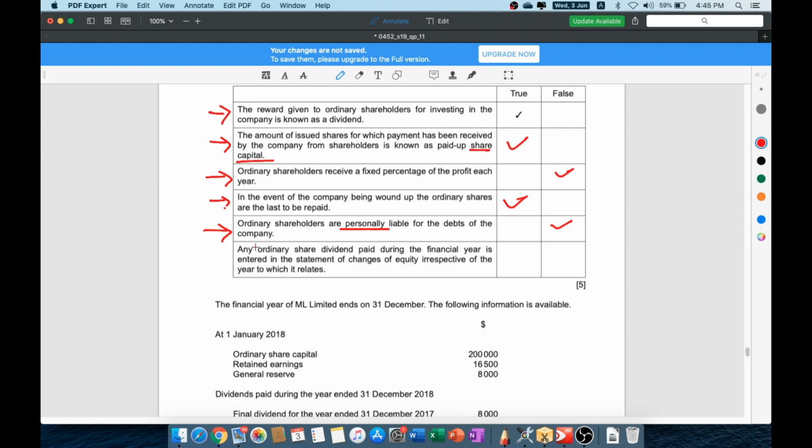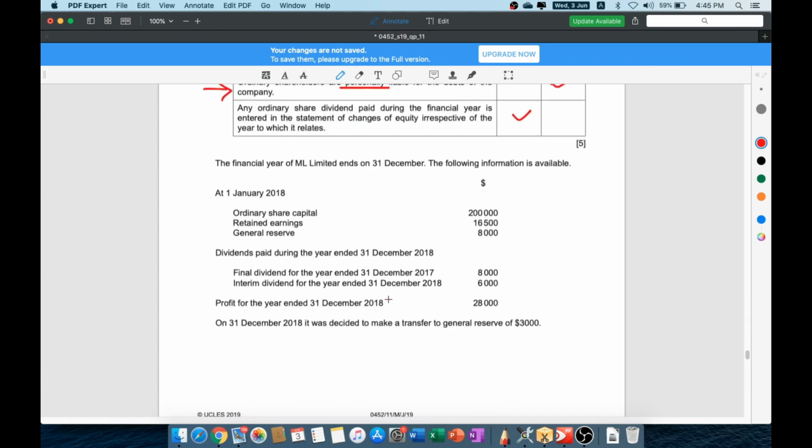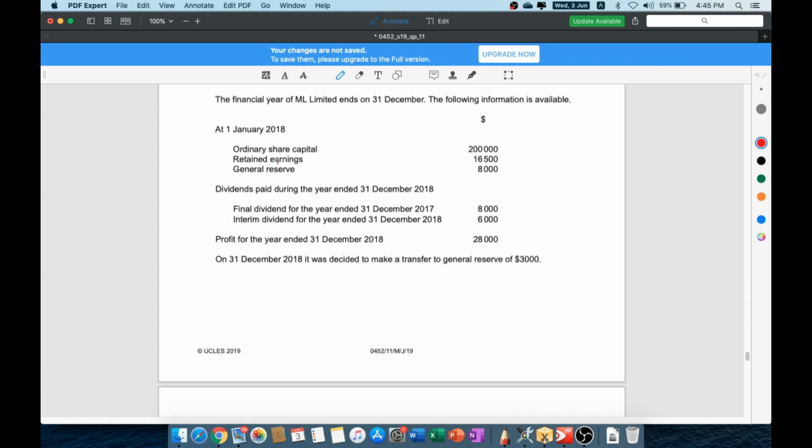Last one, he says any ordinary share dividend paid during the financial year is entered in the statement of changes of equity, irrespective of the year to which it relates. Yes, because any dividend that we pay should be recorded. Whatever year it's being paid, whether it's interim or final, it needs to be documented under dividends paid in the statement of changes of equity, right? So that is true.